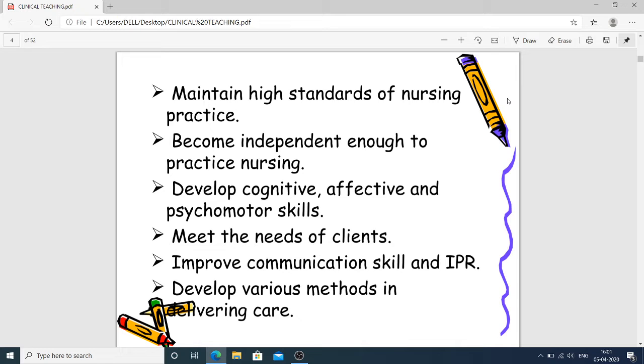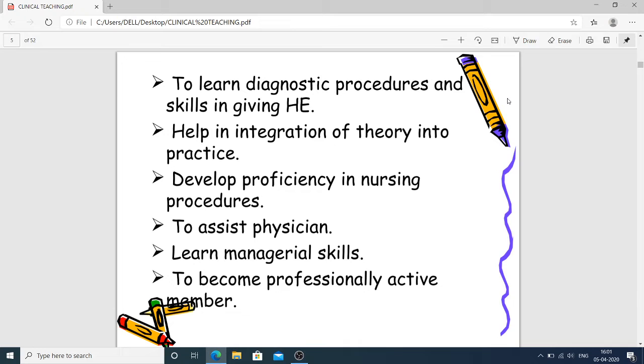Okay, meet the needs of clients according to their needs. Students, nurses provide care to the patient, improve communication skills and interpersonal relationships, develop various methods in delivering care. Then learn diagnostic procedures and skills, help in integration of theory into practice. Integration means practical knowledge. When we provide theoretical knowledge, we change it into practical knowledge. Develop proficiency in nursing procedures.